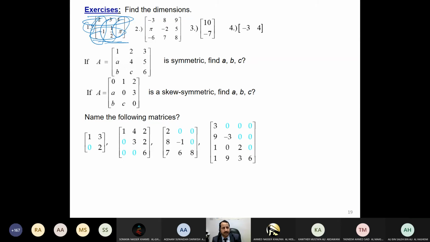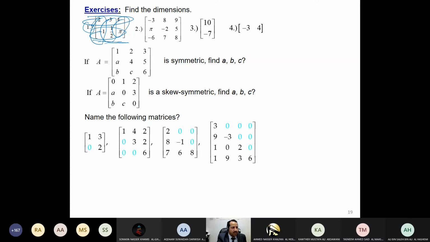3 to 3. Excellent. The third matrix? 1 to 2, 2 to 1. 2 by 1. 2 times 1. Okay. What about the fourth matrix? 1 by 1 to 2. Excellent. Well done.